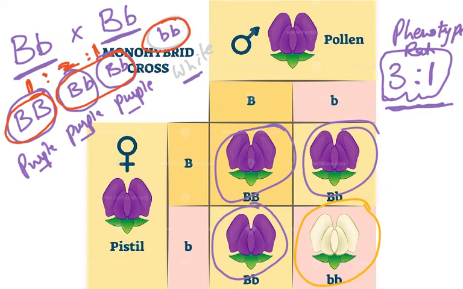So the phenotype means physical features, means what can you see? You can see the purple colors. You can see the white color. So there are three times the purple flowers and one as compared to that one. So if there are 30 purple flowers, there will only be 10 white flowers, right? So I can just do another thing like this: 60, 20, 120, 40. So this is 3:1.